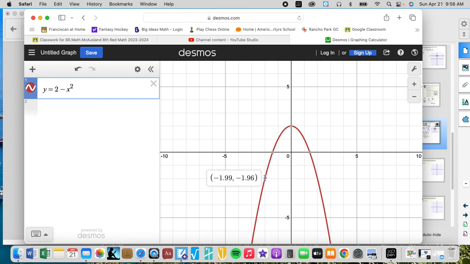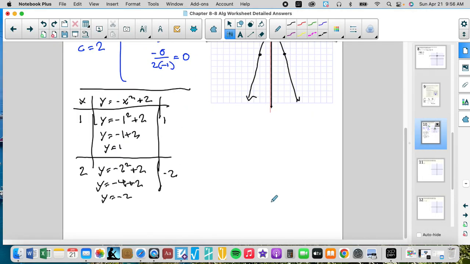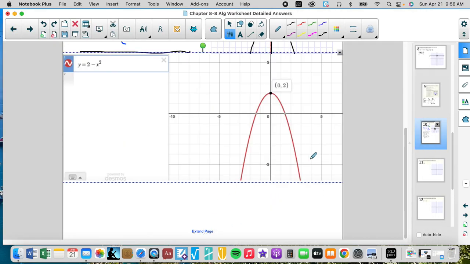I think I had negative 2, 2, and then I had 2, negative 2. Yep. And then I knew my y-intercept was that. So that looks pretty good. That looks like my graph. Let's cut and paste and save it on the page underneath.